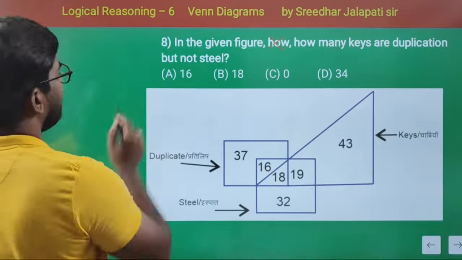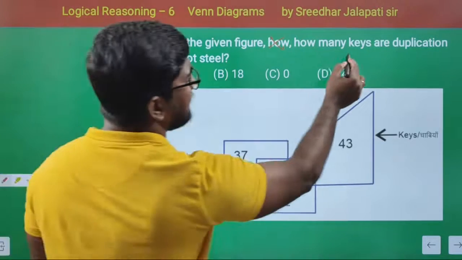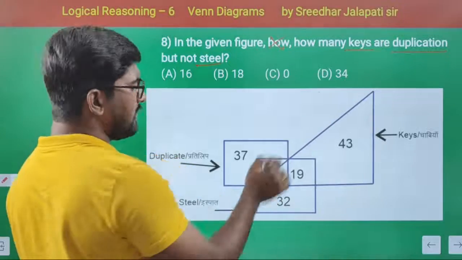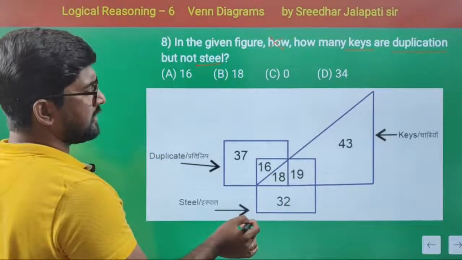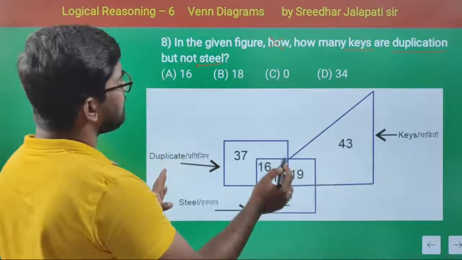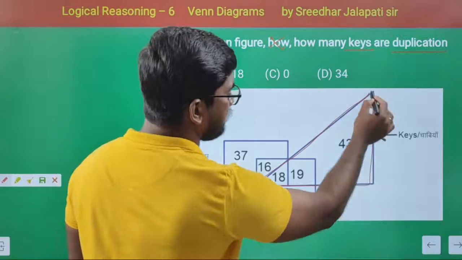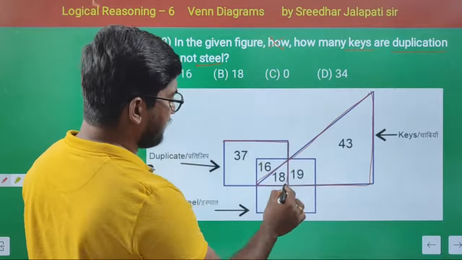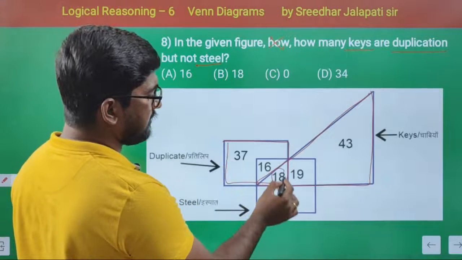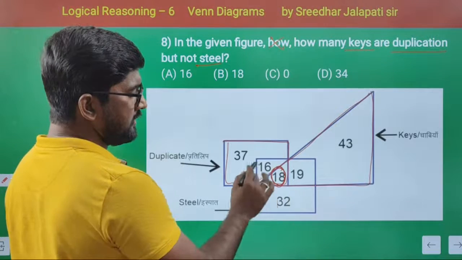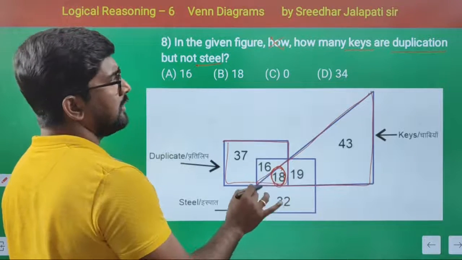Okay. Let's see what is the answer. First of all, we want keys duplication but not steal. So that should be in keys as well as duplication but not in steal. So what are the things which are in keys as well as duplication? This entire triangle is steal and this is duplicate. So what is common? 18. Keys as well as duplicate is 18.